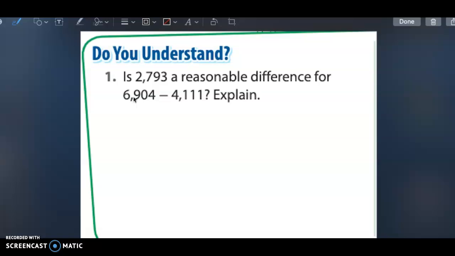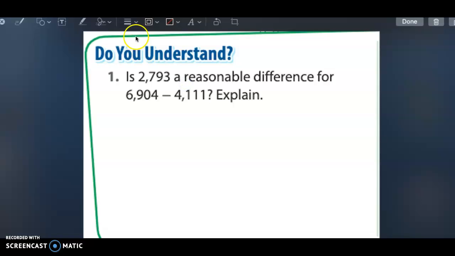Is 2,793 a reasonable difference for 6,904 minus 4,111? Explain. So right away I notice that it's asking me if this is a reasonable difference. And when I hear the term reasonable, it makes me think, does the answer make sense?